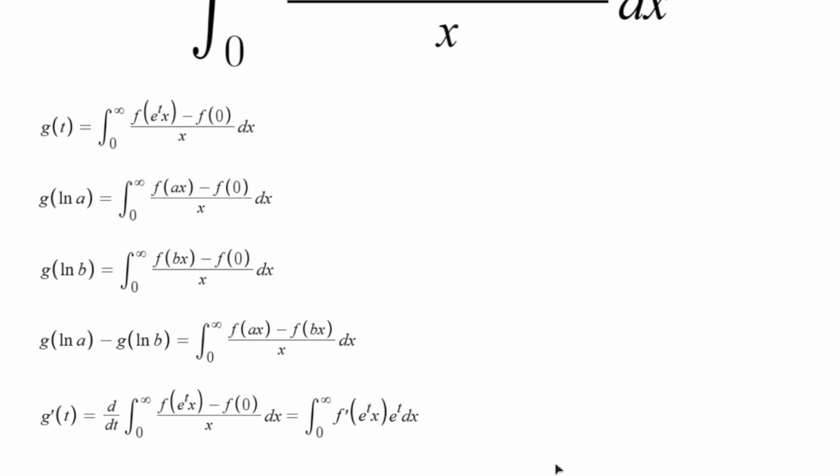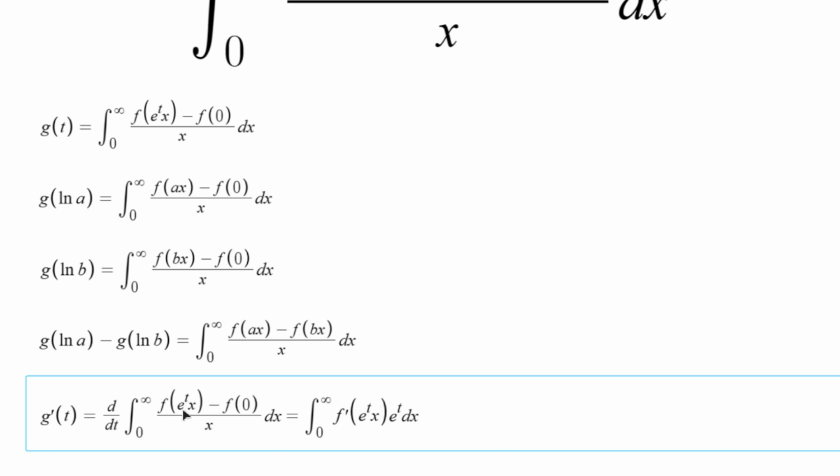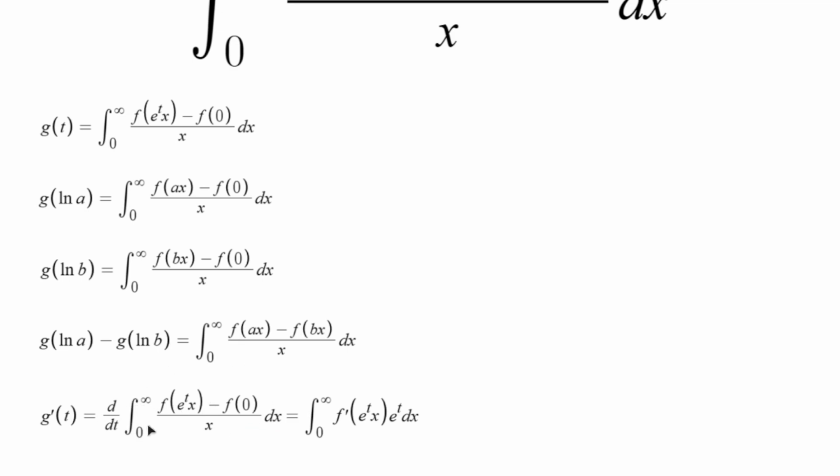All right, so what's the next step now? Next, we're going to take g prime of t. We're going to take the derivative of this function with respect to t using the Leibniz rule for differentiation under the integral sign, which says that we can just take the derivative of this function right here directly, simply by taking the partial derivative of the integrand.